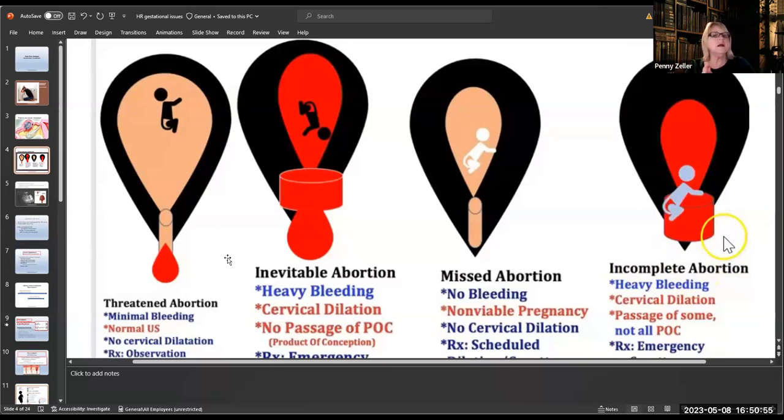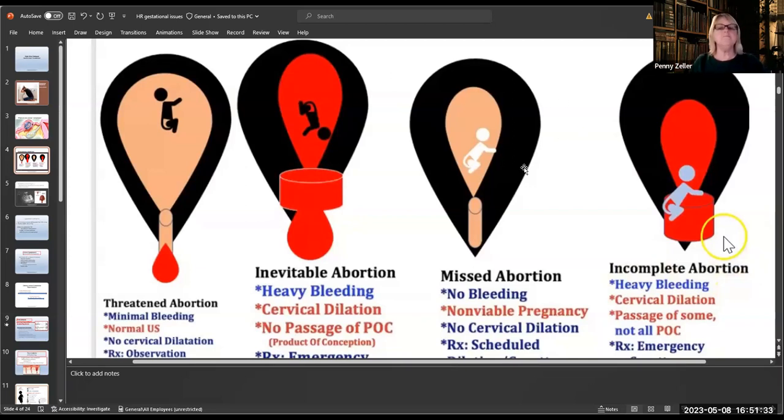The next one is a client that calls the office and says she's really hurting and she's bleeding. If she's got a lot of pain and she's bleeding, it's usually an inevitable abortion. In other words, she's losing the pregnancy. The cervix is open and she's bleeding. Even though you might see a fetus in the uterus, the fetus is probably not alive. She's in the process of aborting her baby.